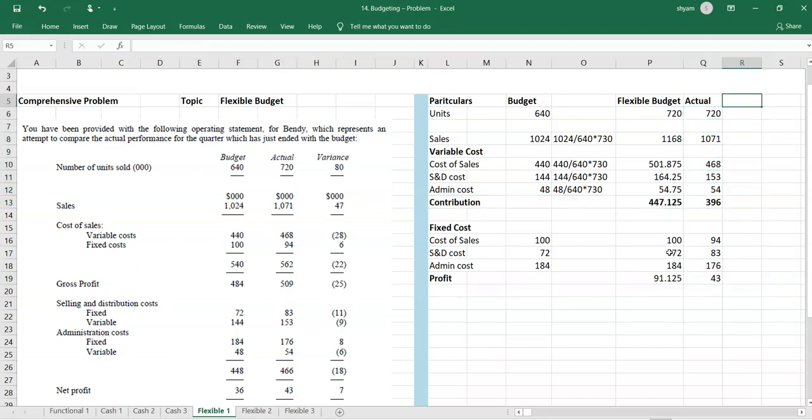See, the problem is in terms of the variance. Variance is the difference. It should have been this number, but it is this number. So sales is lower by 97, and in terms of cost of sales, it should have been this number, but it is a lower number, so that is good. Okay, so we can work out for almost all.